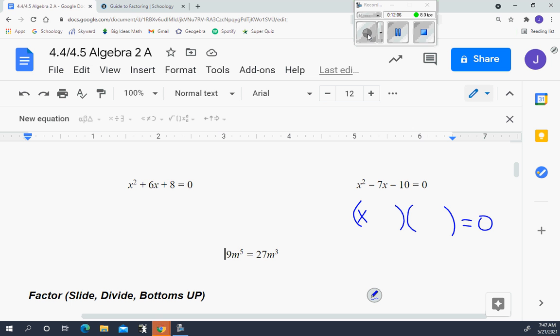We know that x times x gets us x squared. We have to find the factors of 10. Not negative 10. We don't care about that negative, just 10. 1 times 10, 2 times 5. Now, which of these adds to negative 7? Well, we think 2 and 5, right? Let's do 2 and 5. Okay. 2 and 5 add to 7.